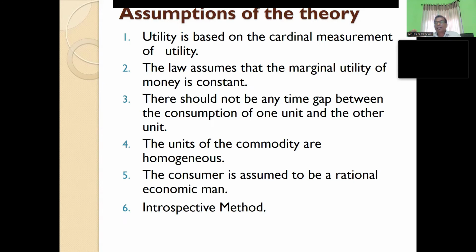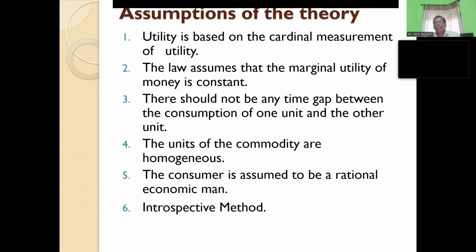But you can't tell what we gain. According to this theory, you can measure 7, 8, 10, like that, using cardinal numbers. That is called the cardinal approach. You are using cardinal numbers 1, 2, 3, 4, like that. This is mentioned as the cardinal approach.